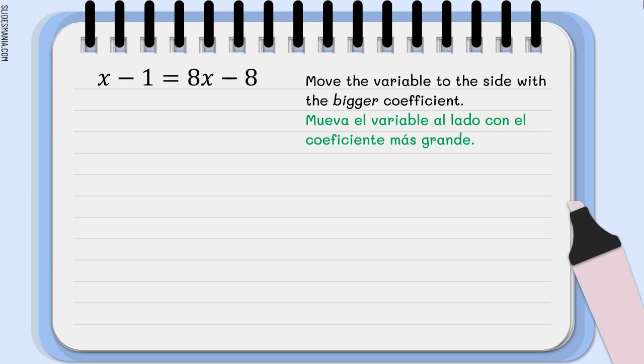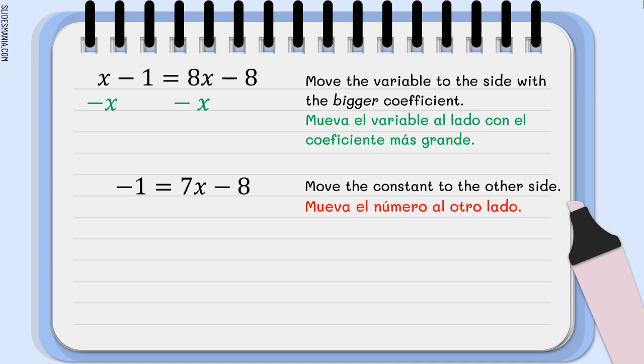First, we move the variable to the side with the bigger coefficient. Mueva el variable al lado con el coeficiente más grande. So we need to subtract x. Necesitamos restar x.